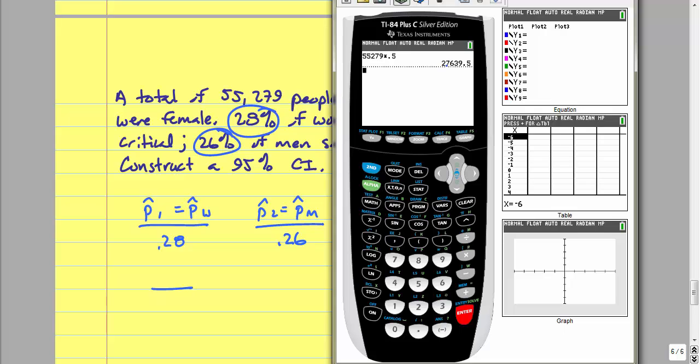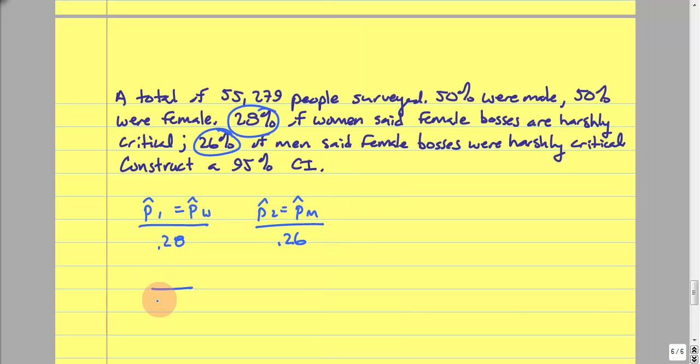I get 27,639.5. So I'm going to round this to 27,640. And since each were half, I'm going to call both of these 27,640. Now remember, I have to do this because in my calculator I have to put in integers because it doesn't understand a 0.6 of a person or something like that.